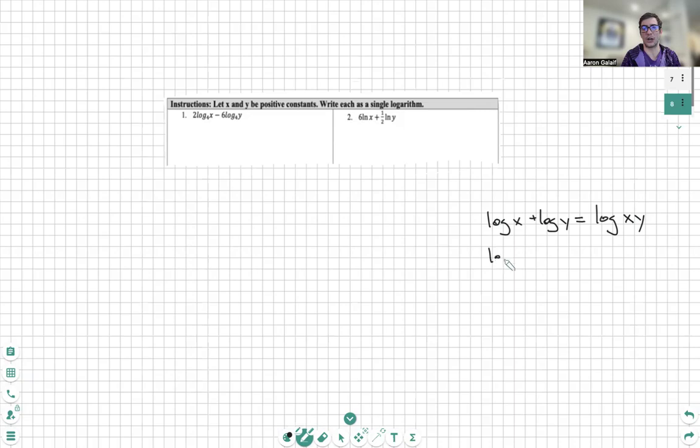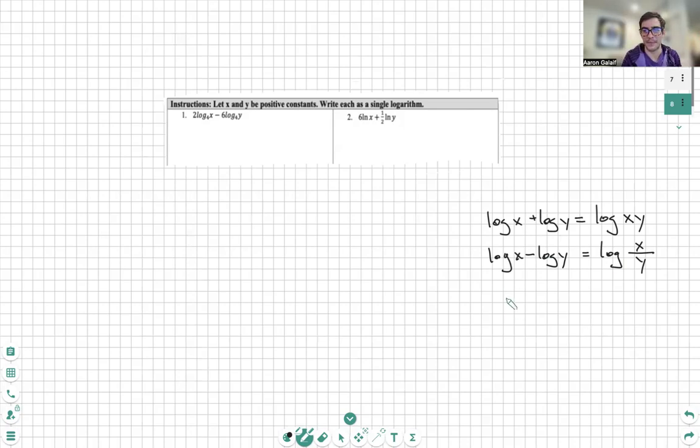If I see the log of x minus the log of y, that's going to be division of the first one on the numerator, the second one on the denominator. So the minus pushes that to the denominator.